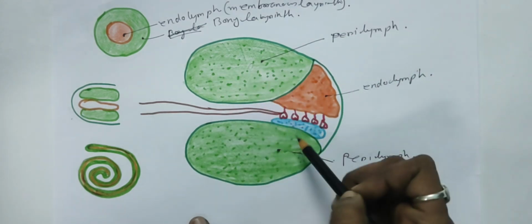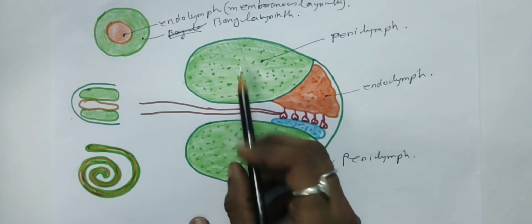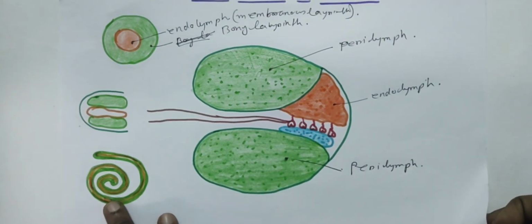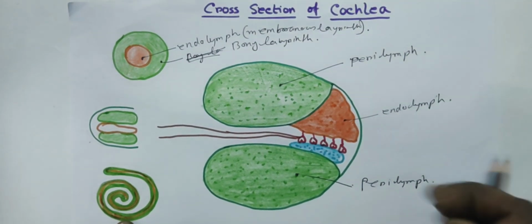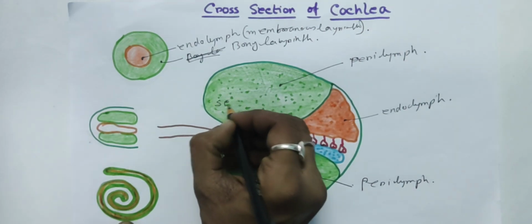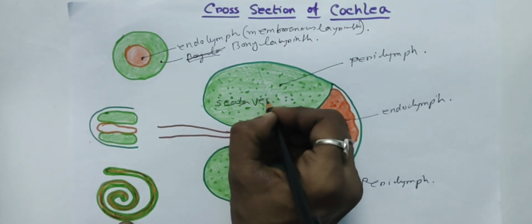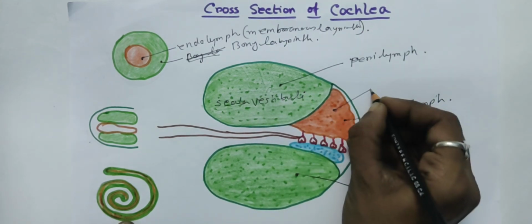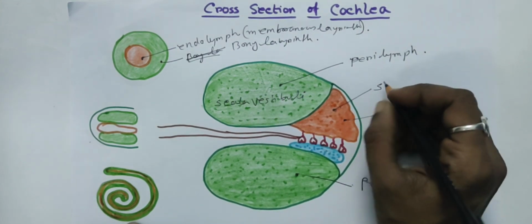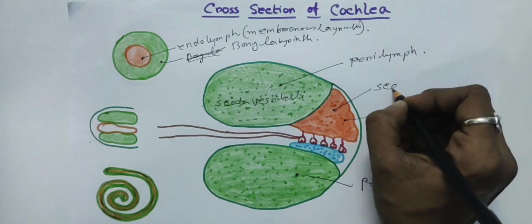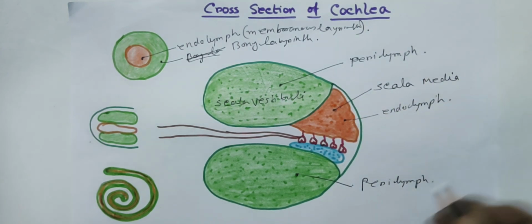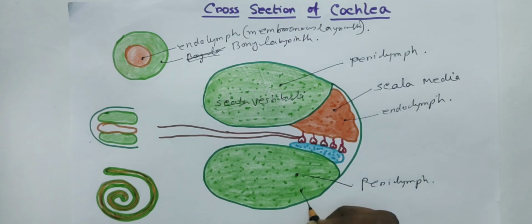So the cochlea has three parts. The upper part is called the scala vestibuli. The middle part is called the scala media, and the third is called the scala tympani.